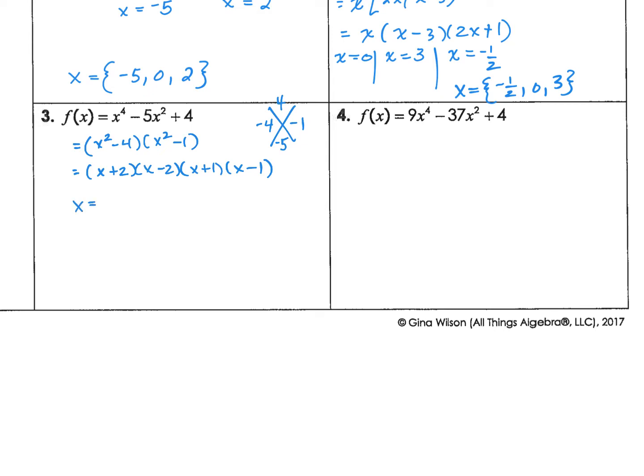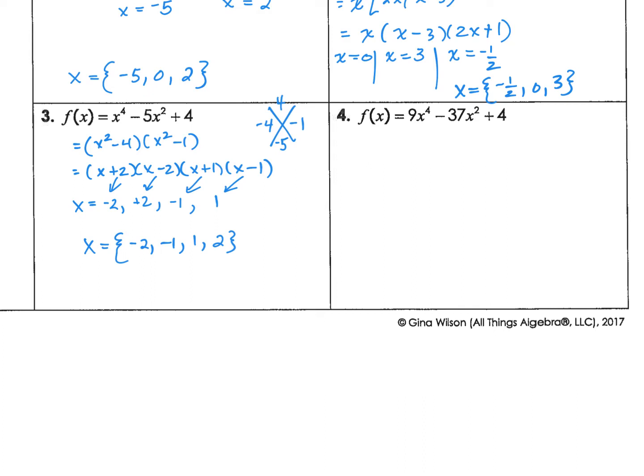X equals what? Let's just go straight down. -2. +2, right? This guy becomes that. This becomes what? And this becomes, now we'll write them in order. So what are my solutions? One and two, right? All right. So now let's try number 4. Number 4 is going to be the same way, except we're going to have to factor by what?